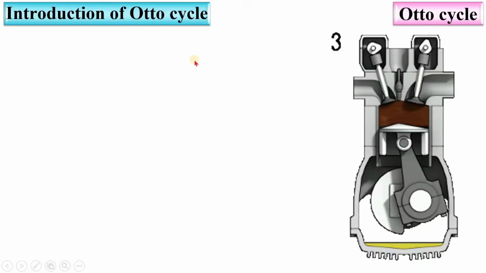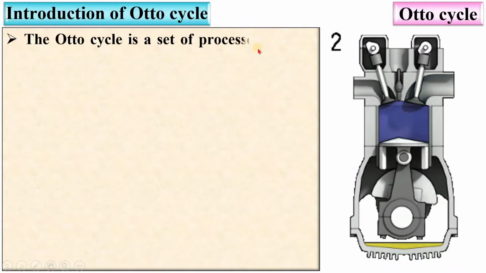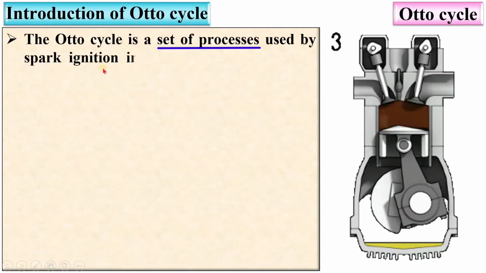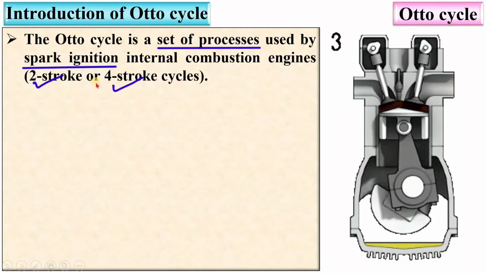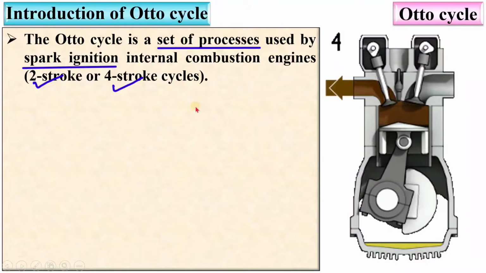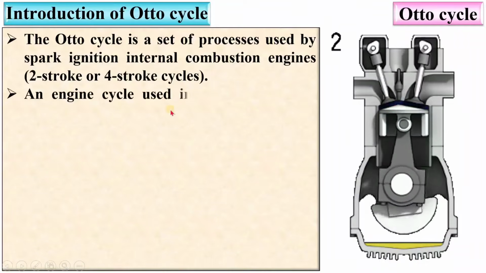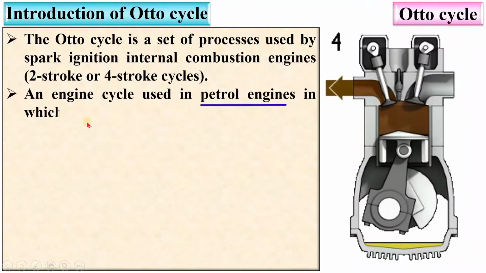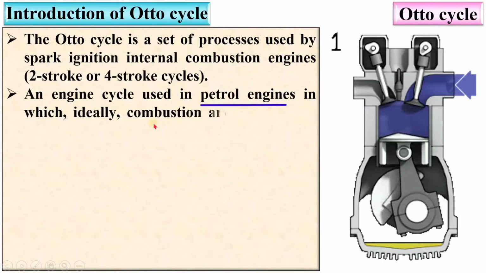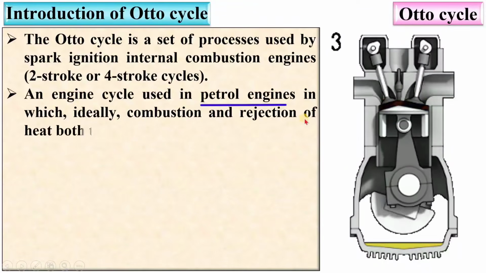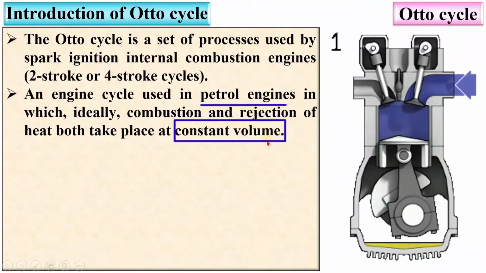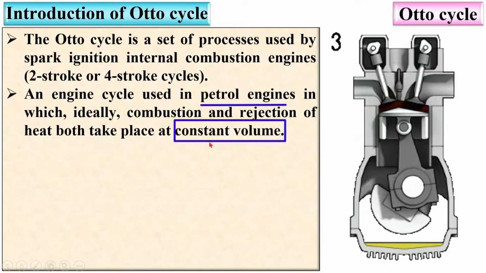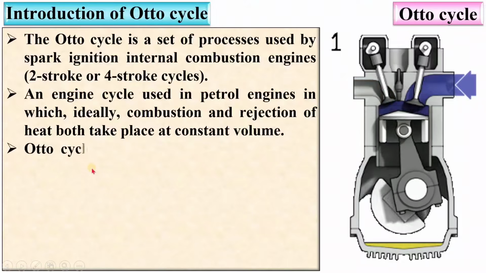Introduction of Otto cycle. The Otto cycle is a set of processes used by spark ignition internal combustion engines. It can be the two-stroke or the four-stroke cycle. An engine cycle used in petrol engines in which ideally combustion and rejection of heat both take place at constant volume is considered an Otto cycle.